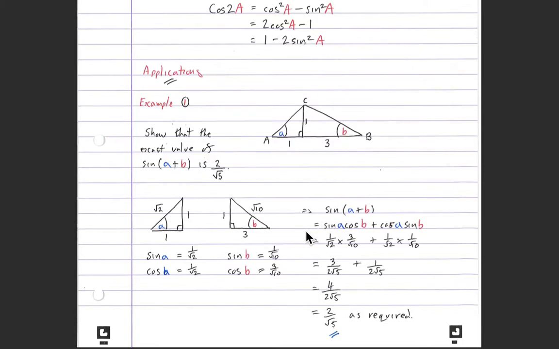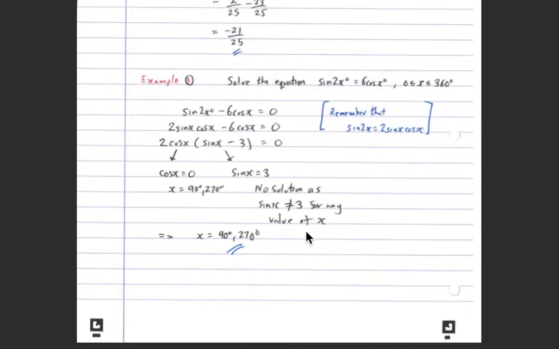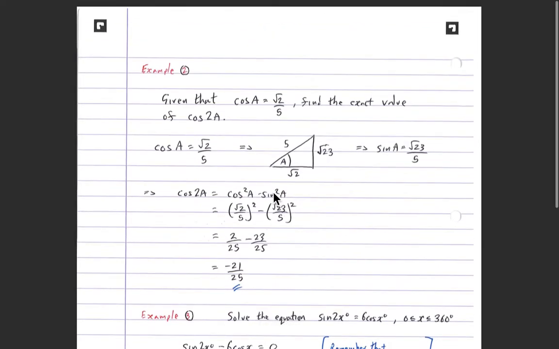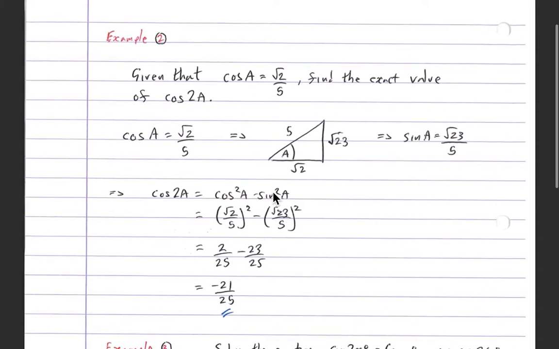Moving on then to example 2, and here we have a situation where we're told something without a diagram. So we're told that cos of A is root 2 over 5, and we're asked to find the exact value of cos of 2A. So we're only given the single angle, and we're asked to find a value for the double angle. So this is now the double angle formulae.